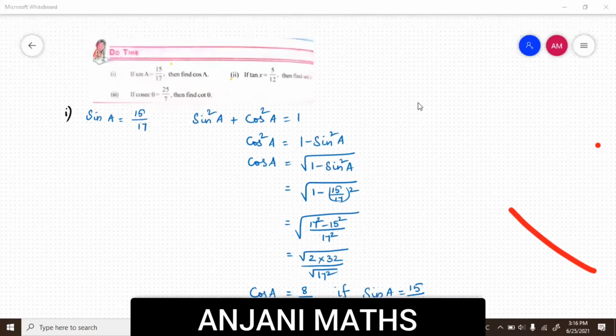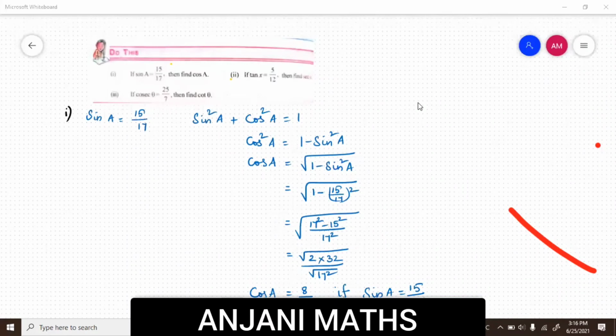What did they give? They gave cosecant theta. What do we have to find? Cot theta. So what do we have to think? Use the trigonometric identity which involves cosecant theta and cot theta.